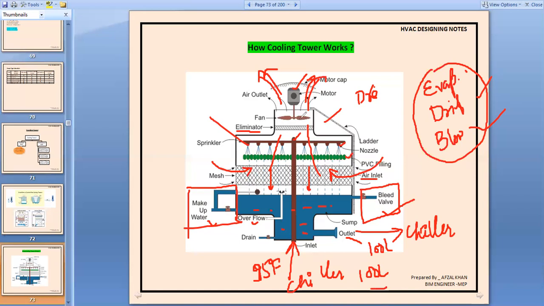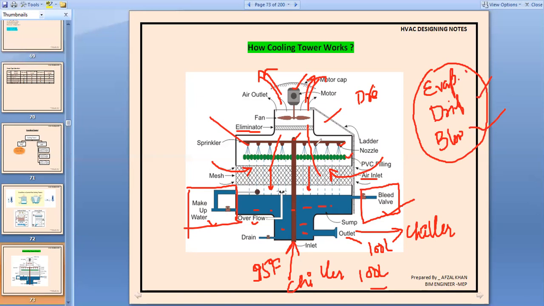One question. When the water passes to the sprinkler from the inlet, the temperature will be 95 Fahrenheit, right? Exactly. Okay, then when it reaches the PVC filling, will the temperature remain the same or does it become ambient?